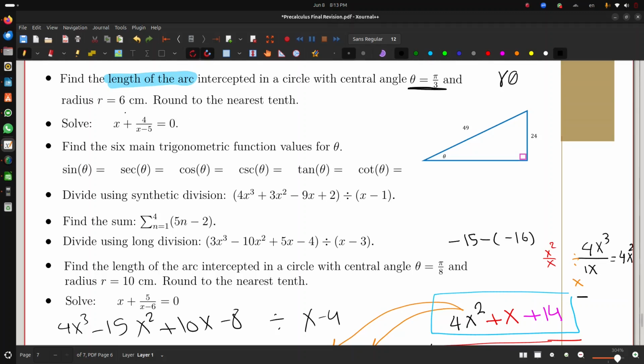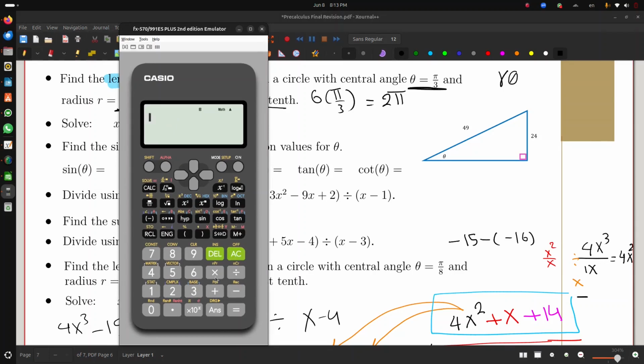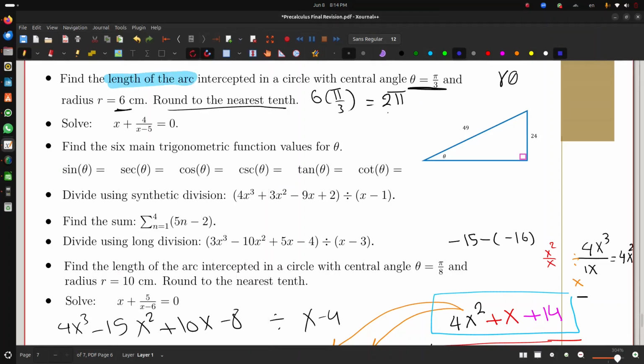So I'll take pi over 3 multiplied by 6. So it will be 6 times pi over 3. And if you use a calculator, you find the answer to be 2 pi. And this is your answer. And to make it to the nearest tenth, the tenth is the first digit after the decimal point, which is 2, but we have 8 after it, so I'll round it up by 1, so it will be 6.3. The final answer will be 6.3.